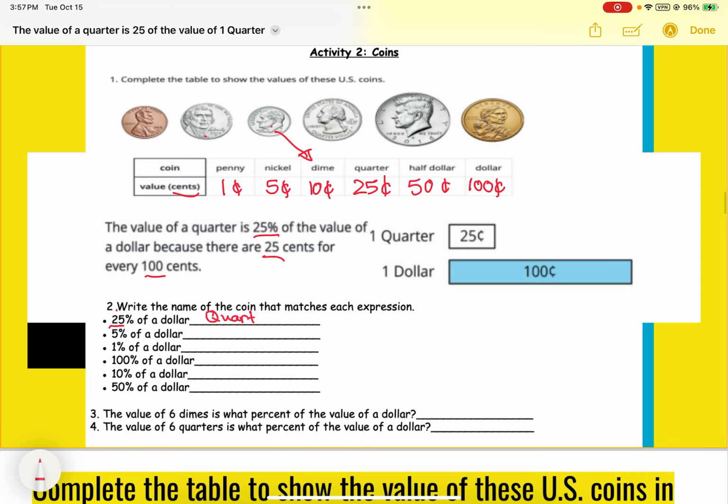5% of a dollar. So we know a nickel is 5 cents, which is 5 out of 100, or 5% of a dollar. 1% of a dollar would be 1 cent, which is a penny. 100% of a dollar would be a whole dollar, 100 cents. So we'd say a dollar coin. 10% of a dollar is 10 cents out of 100, which is a dime. 50% of a dollar would be 50 cents, or a half dollar.